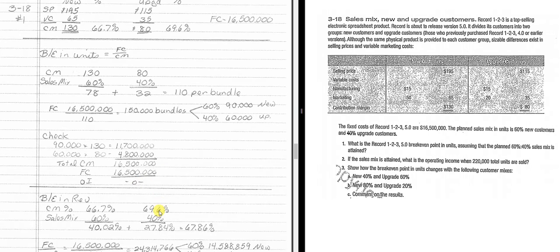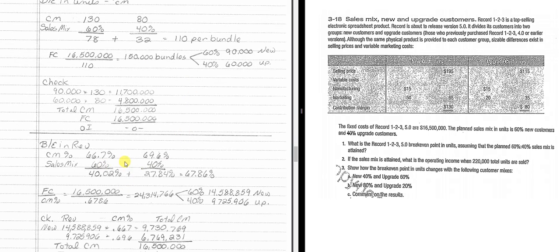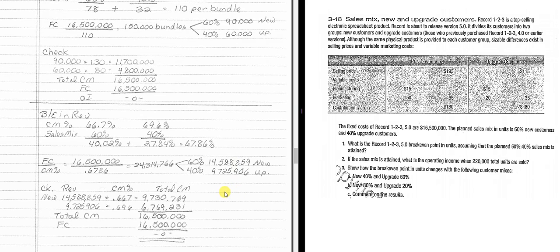If I wanted break even in revenues, I'm going to use the contribution margin percent. Take it times the 60-40. Add them together. Take fixed cost divided by contribution margin percent and get that. So I have 60-40. So those are my revenues, break even in revenues. And again, I can check it.